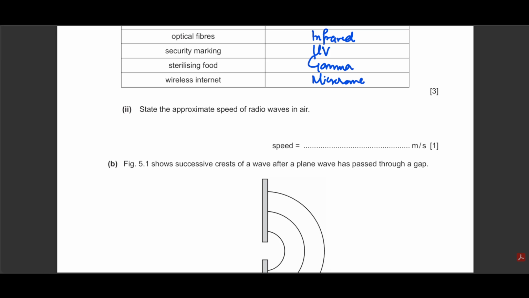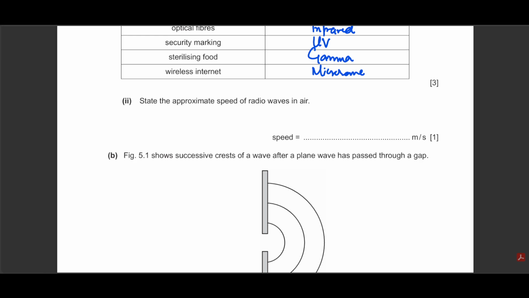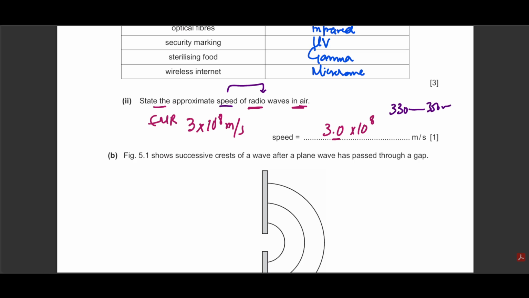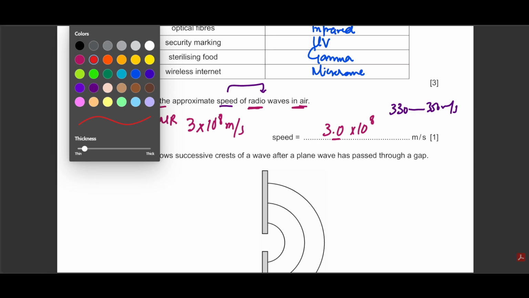But anyway, a common misconception or error in this question: he's asking you to state the appropriate speed of radio waves in air. Radio waves belong to the electromagnetic spectrum, electromagnetic radiation, gamma up to radio. They all move at the speed of light. What some students did by mistake was forget to write 3.0 as two significant figures, and some, since they read speed of radio waves, thought it was the speed of sound or something else. They mentioned 330 to 350 meters per second as the speed of sound. It's a completely different thing.